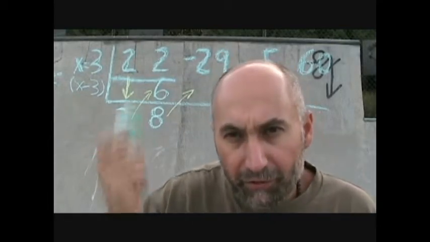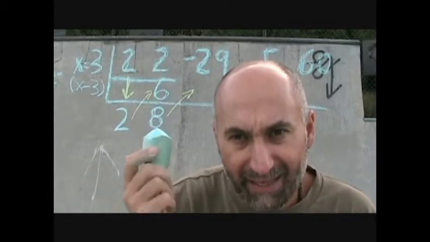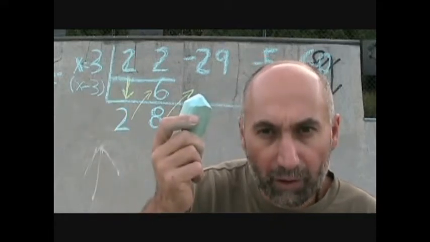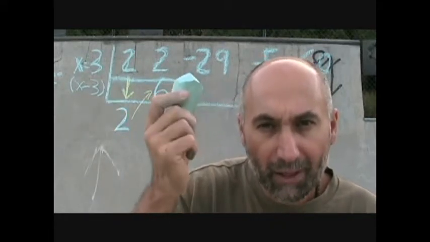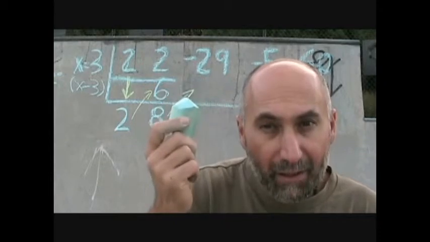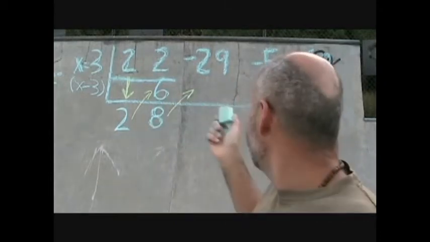We got down to here. 2 comes down. 6. 6 plus 2 is 8. 8 times 3 is going to be 24. So 24 goes up here. 24, my negative 29 plus 24 is going to be negative 5.